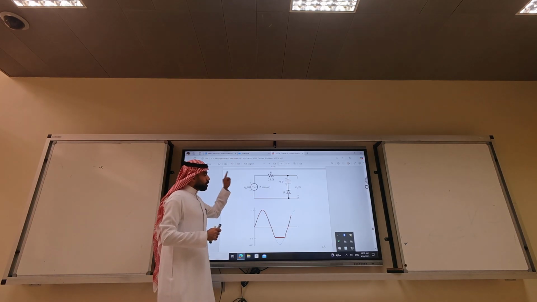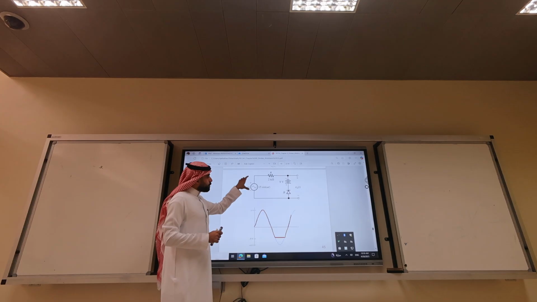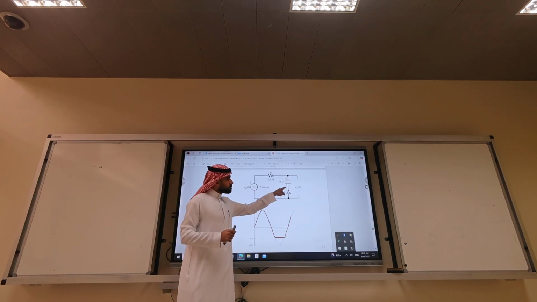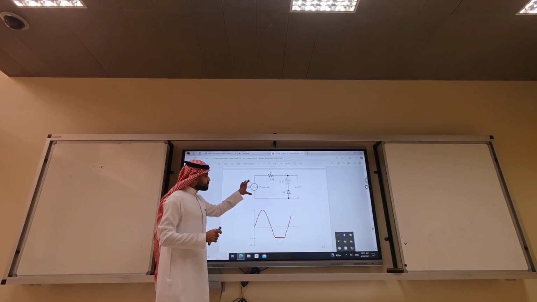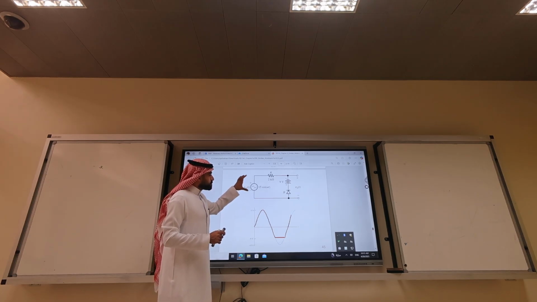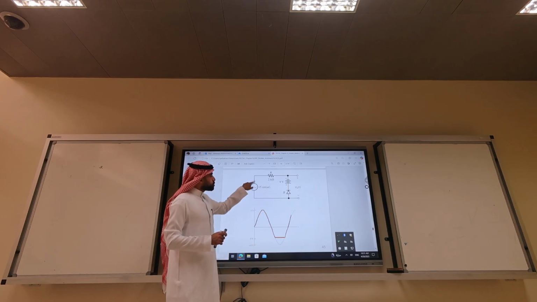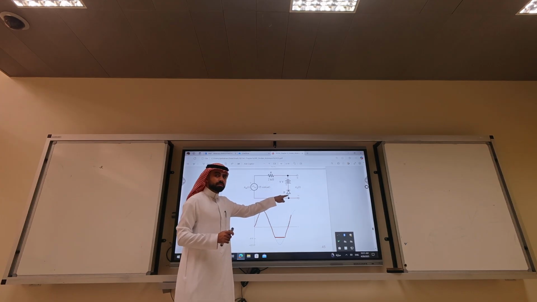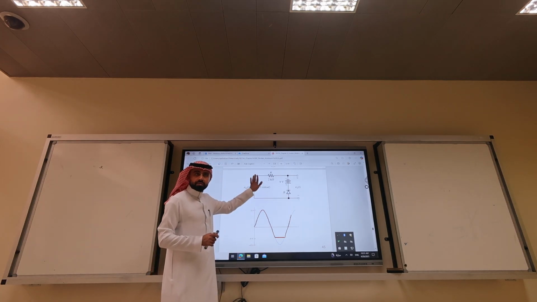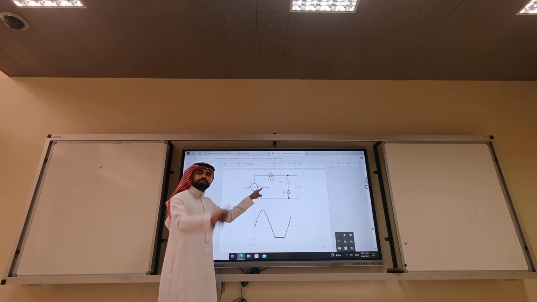Always try to start from 0. If the voltage here is 0, this will be 0. This will be plus 9. So the cathode is raised by 9 volts. So if the input is 0, this will be off. If the input is 1, the cathode is 9, this will be what? Minus 1. When the input is 1, the sinusoidal is 1 volt. It's sinusoidal from minus 15 to 15.